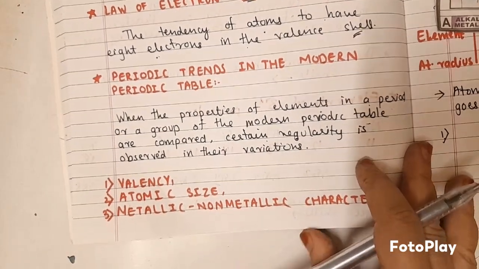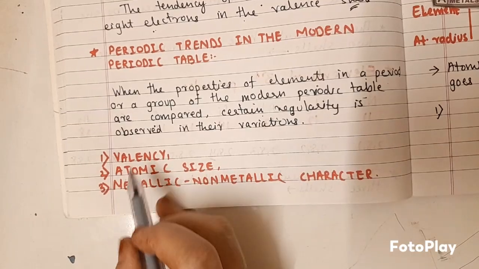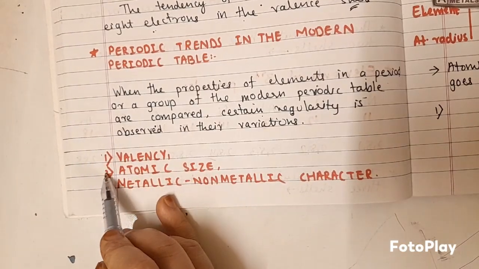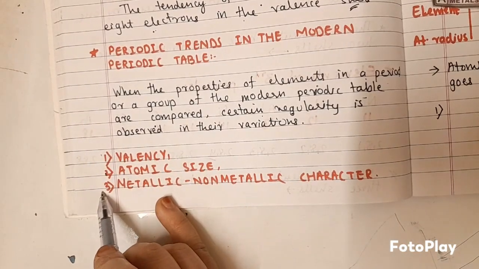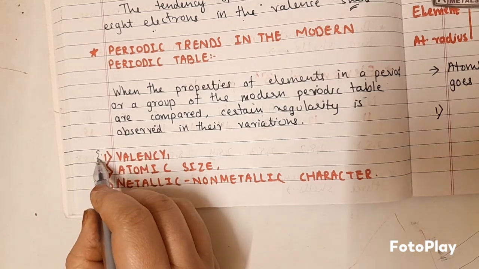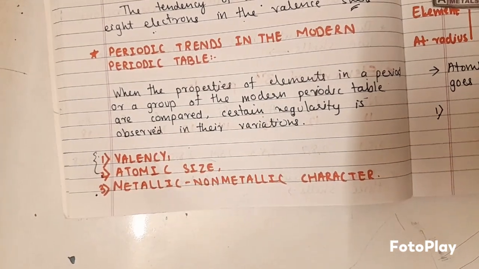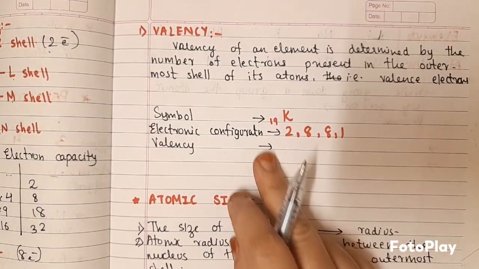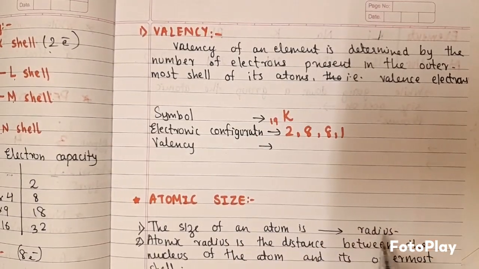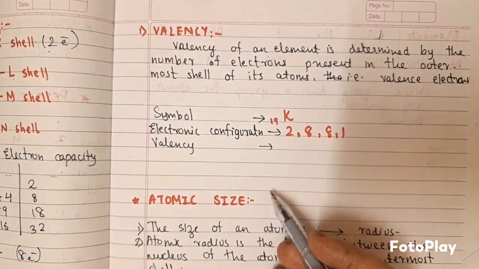Okay, so here we have to discuss 3 characteristics. The first one is valency, then atomic size, and metallic and non-metallic character. So in this video we will discuss only 2 characteristics, which are valency and atomic size. And the third property, metallic and non-metallic character, we will discuss later in another video.